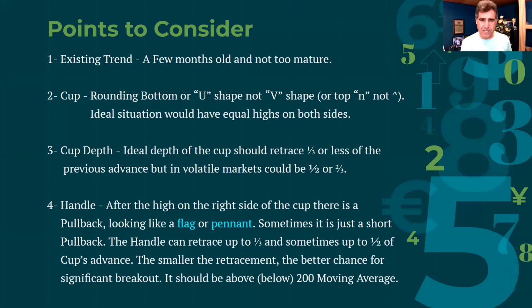So these are the points to consider. There are 9 of them. First, you want to have an existing trend. Most of the time this is bullish, so you have an uptrend, but you could also have a downtrend. Now, the trend has to be a few months old. The reason we emphasize that is you want to make sure that there is enough movement left, and that it is not a two-year trend that is running out of steam.